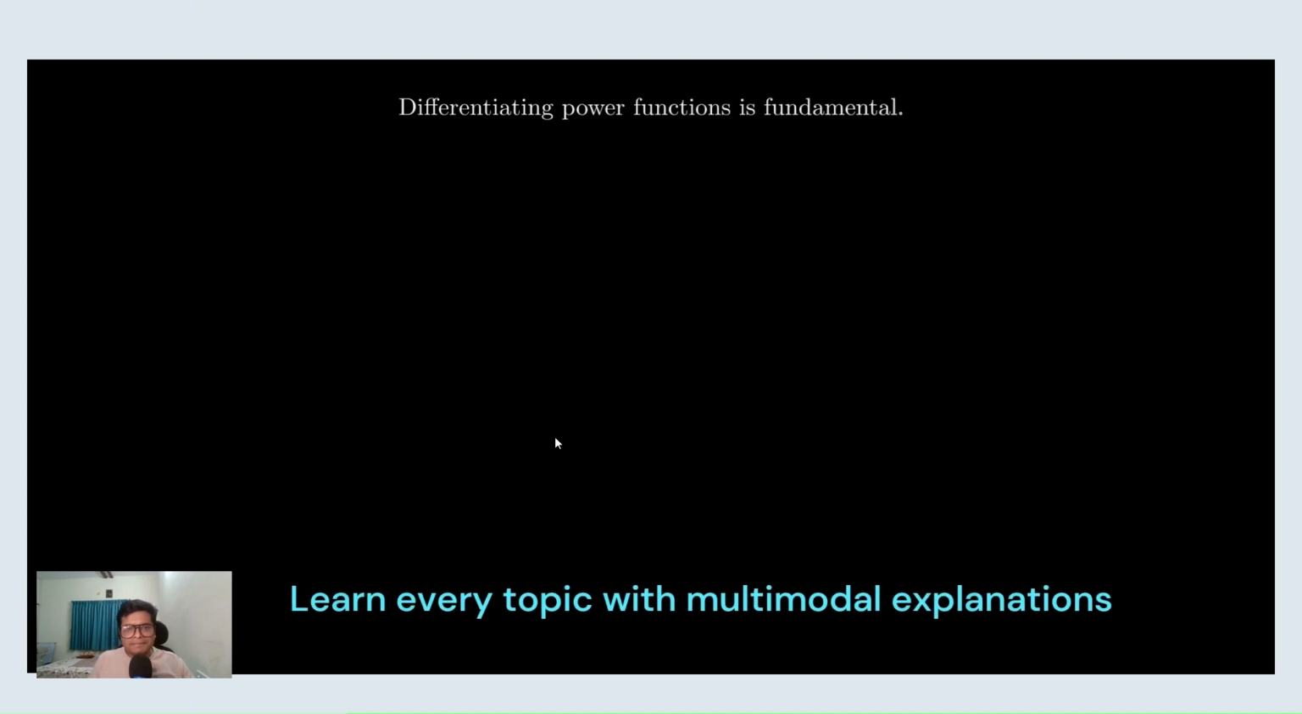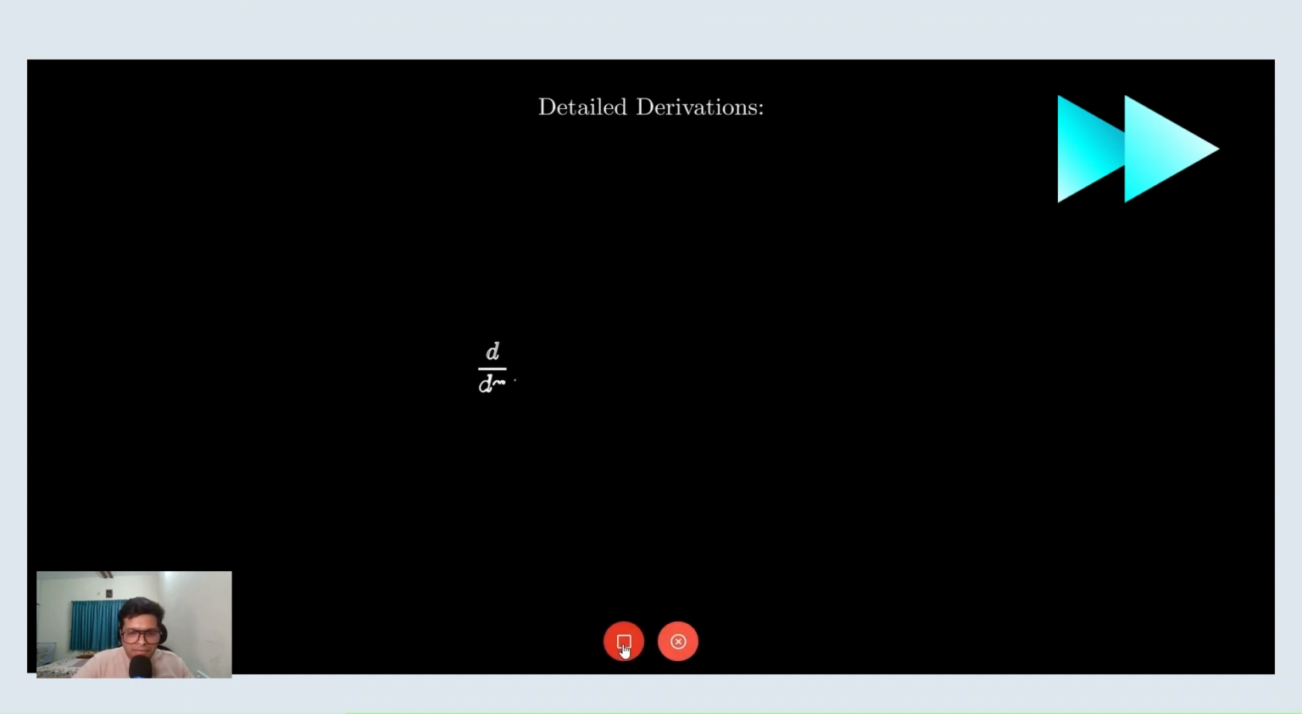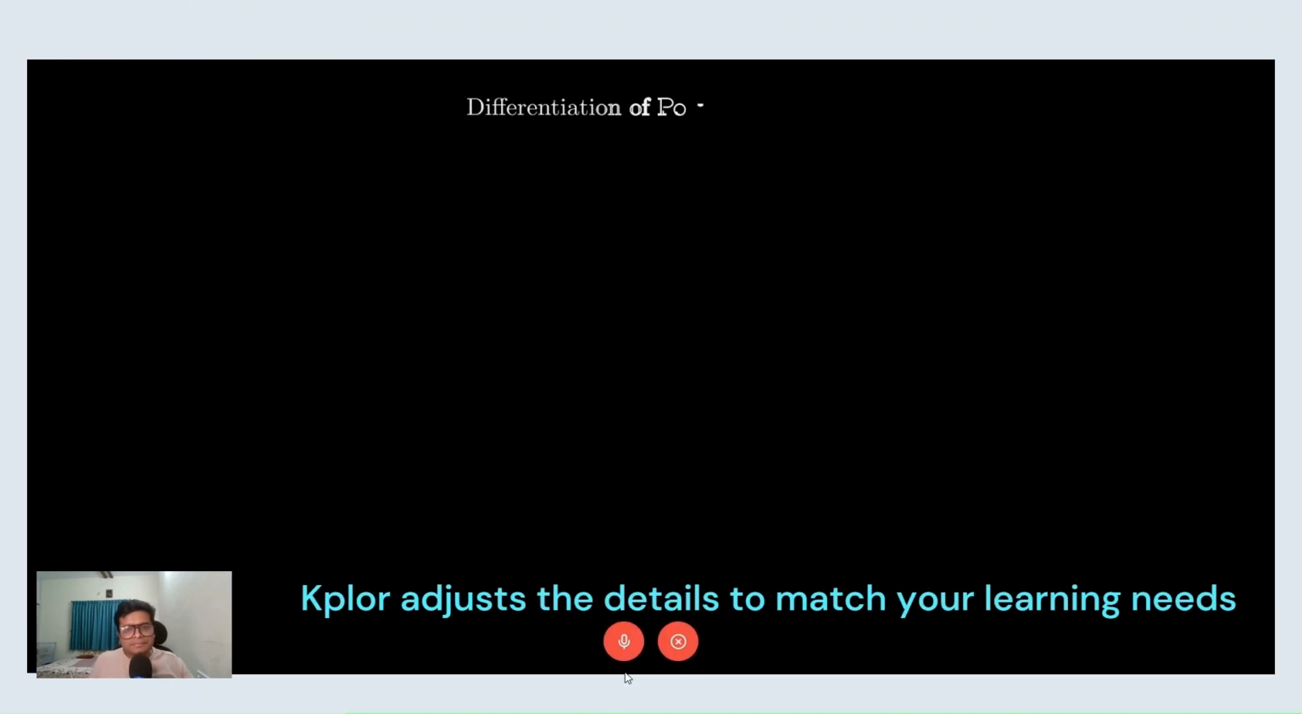Any function shaped like y equals (ax plus b) raised to the power m, and m can be any real number except 0. Wait, can you explain it in more detail? Are you up for a more detailed explanation? Yep. All right, let's dive into power functions.